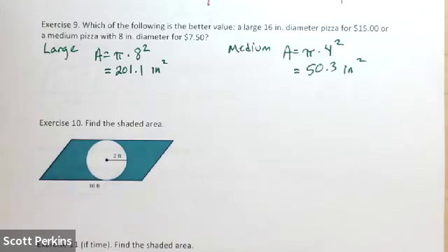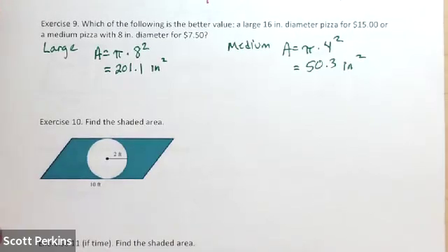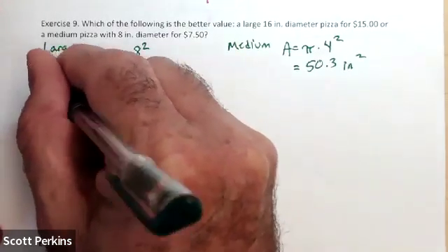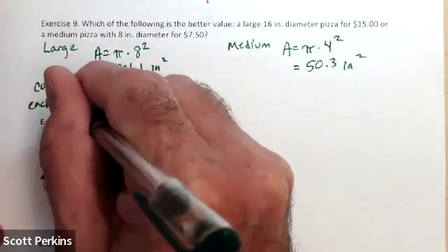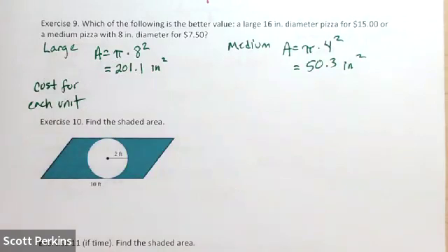So what we're going to do is we're just going to figure out the cost for each unit. Okay, so I'm just going to write that right here, the cost for each unit. So in the case of the pizza, what I'm going to do is I'm going to figure out how much am I paying for square inch of each pizza. This is going to determine for me if I have enough money for either, which one's the best value. Okay, which one am I paying less for overall?